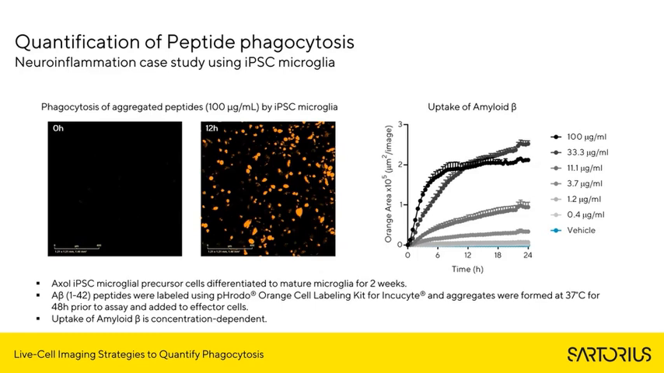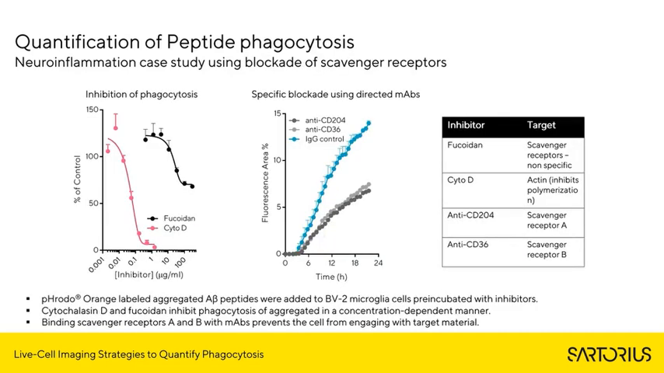We found that the uptake of amyloid beta was concentration dependent, with 100 microgram per mil showing the highest rate of engulfment, with the fluorescence area reaching a plateau by 12 hours. Next, we investigated the inhibition of phagocytosis of aggregated peptides by targeting different mechanisms in BV2 microglia cells. Compounds were used to target cytoskeletal rearrangement, such as cytochalasin D, or block scavenger receptors, such as fucoidan or directed monoclonal antibodies.